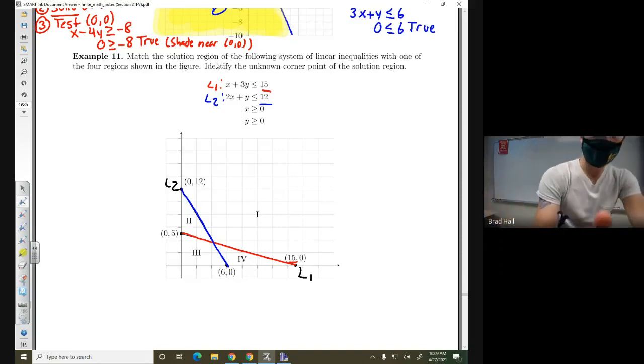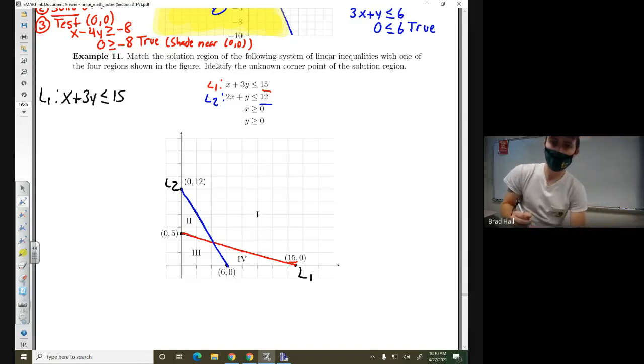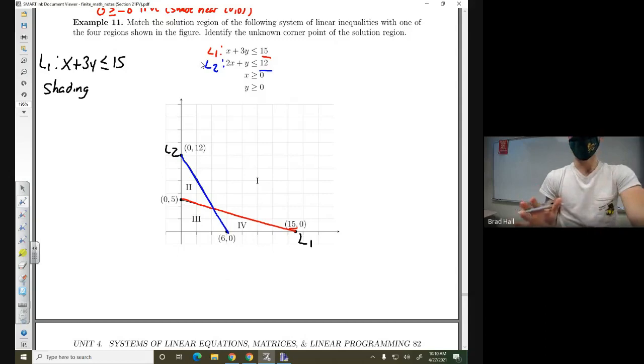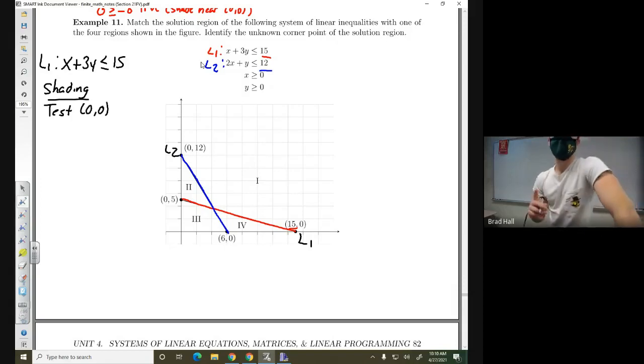Now we'll start off with L1 here. X plus 3y is less than or equal to 15. And for shading, we don't have to do any of the other steps because they graphed everything for us. We're going to, again, test 0, 0. Now the first line, so I have it labeled right here. We're checking to see, do we shade on the same side as the origin, which I just dotted in there.